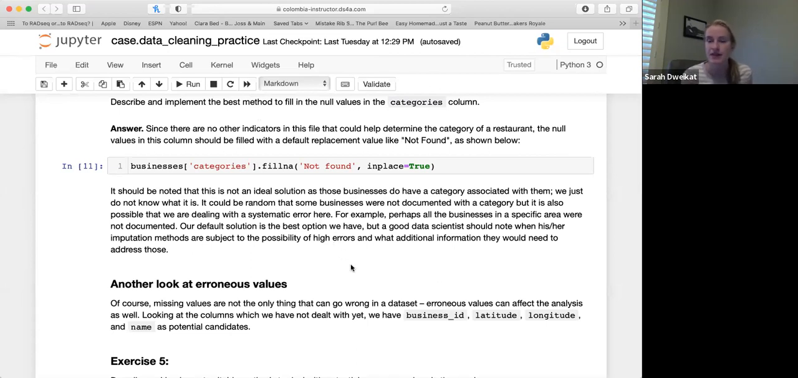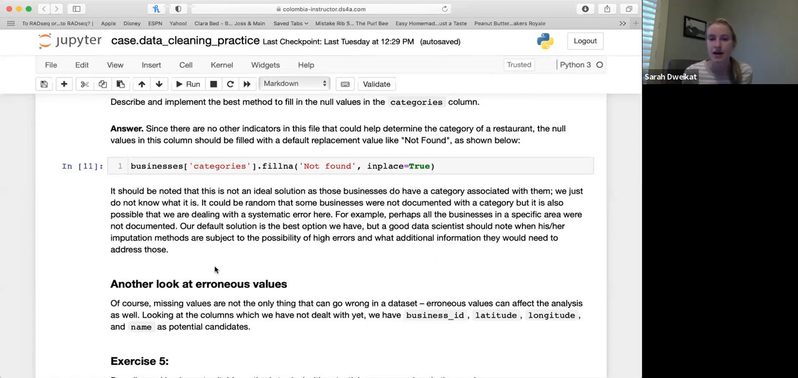So maybe every single movie theater has no category. Somehow there was a systematic error when compiling that data that put missing values for categories. So it's always important, when you have missing data or when you're filling in data, to do those extra calculations to figure out, for example, if the businesses in a specific area were not documented. So looking at location, looking at the name of the business, pulling out those missing values and trying to figure out what happened is important.